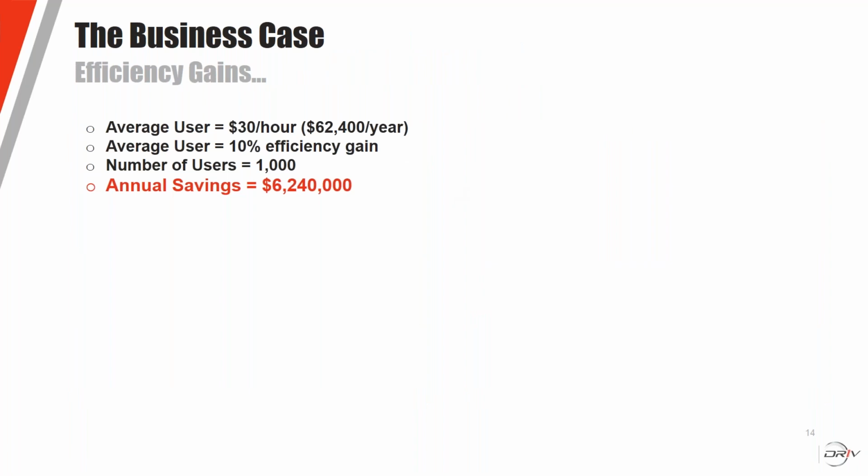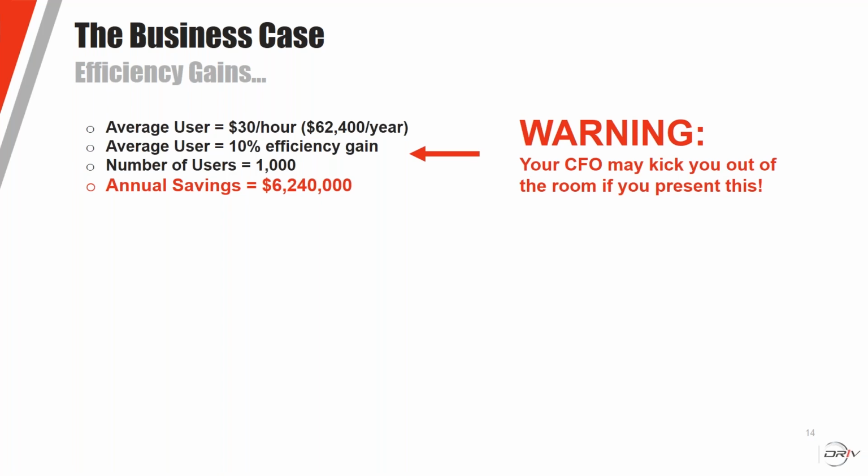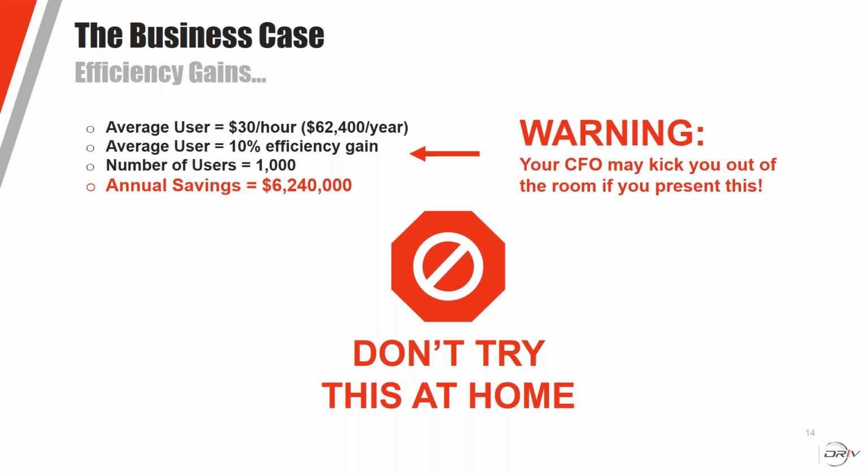Now, as I start to build my business case, this is one thing that I tried to do many years ago, and I would say it's probably not a good idea. If you're going to try and show your ability to implement PLM just by showing efficiency, for example, if we've got an average user that's $30 an hour, they're going to have a 10% efficiency gain, and I've got 1,000 users, I'm going to save $6,240,000 a year. Don't try this at home. Your CFO will kick you out of the room. It's happened to me. I can tell you it's not fun.